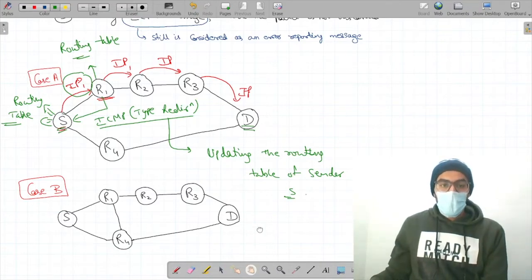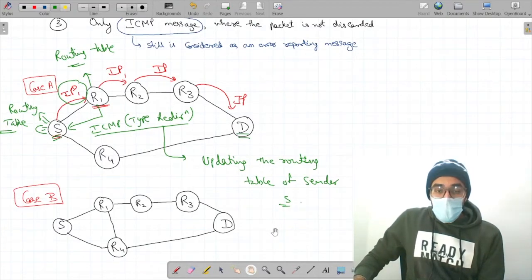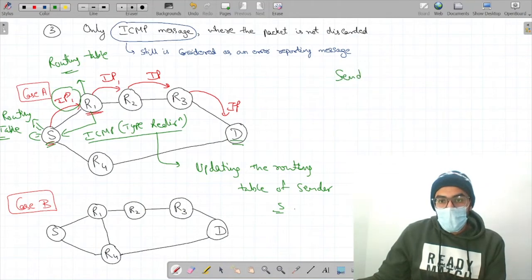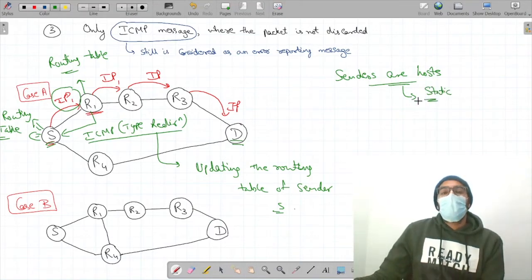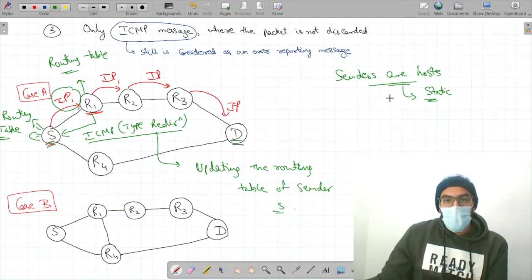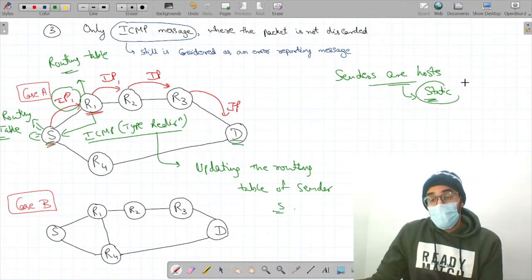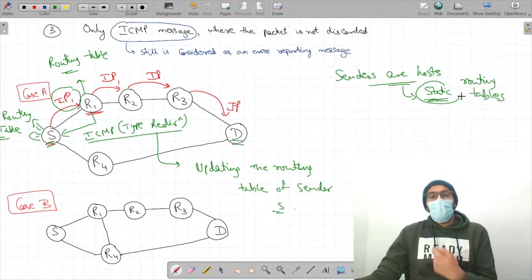Now you must be asking why sender S hasn't updated its routing table on its own. The answer to that simple question is that senders are hosts, and the routing tables of hosts are static. The reason behind this is that there are a lot of hosts in the network, and the routers are comparatively fewer in number. So the routing tables of the hosts are therefore static.